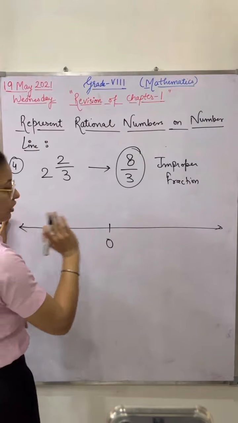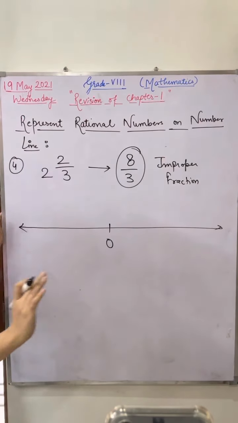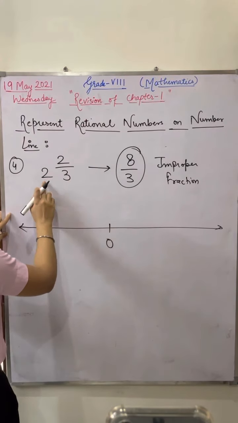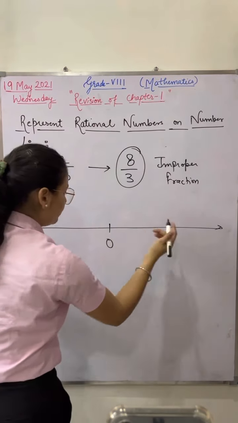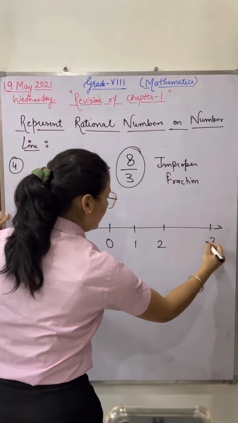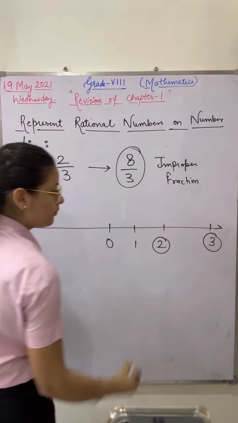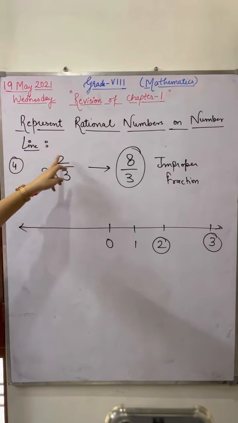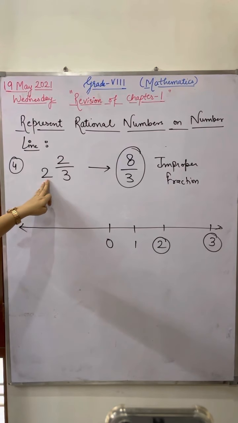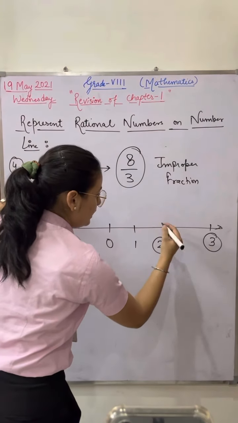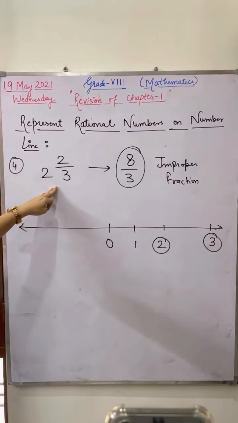Now it will not lie between 0 and 1. This is 2 something. 2 something means it will lie between 2 and 3, on the line 0, 1, 2 and 3. It is 2 and a fraction, so it is bigger than 2 and lesser than 3. So it will lie between 2 and 3. Any doubt here?